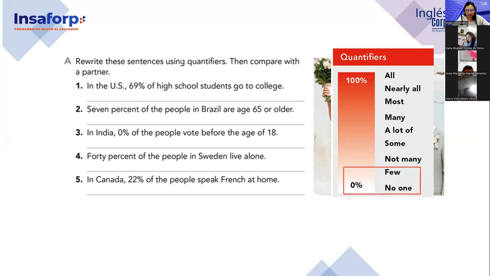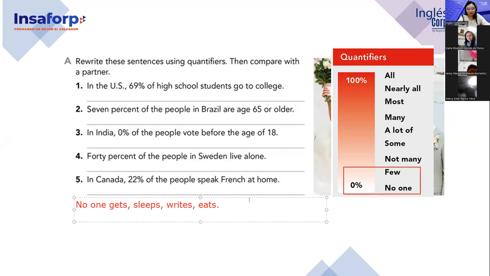Llevan una peculiaridad. No one es seguido por un verbo en la forma de la tercera persona. No one gets. Ahí a un grupo le decía, por ejemplo, sleep. ¿Cuál es la forma de la tercera persona for sleep? Sleeps. Right. Rides. Eat. Eats. Entonces recuerden eso, que el verbo sí tiene que ir redactado de esa forma.